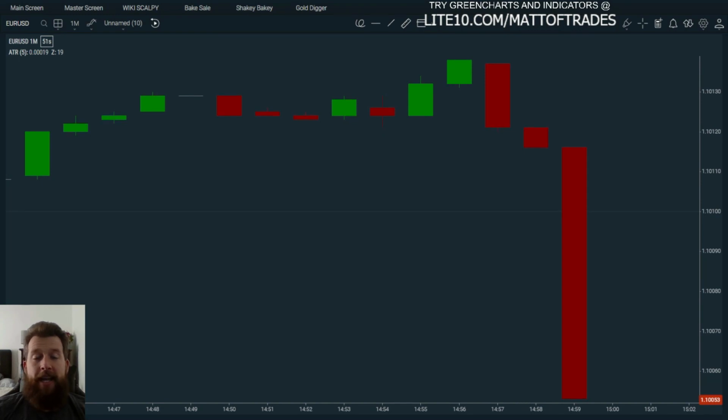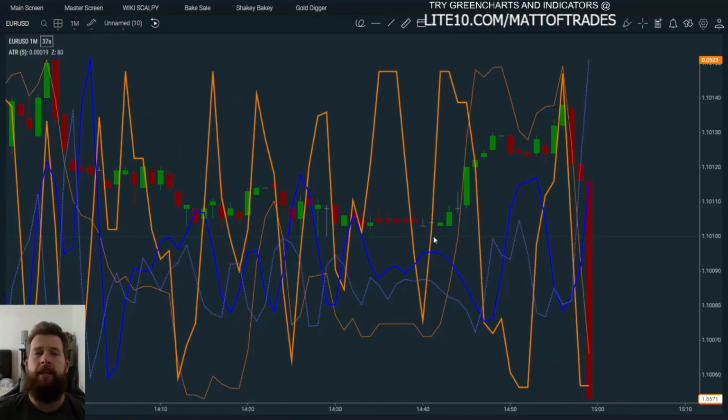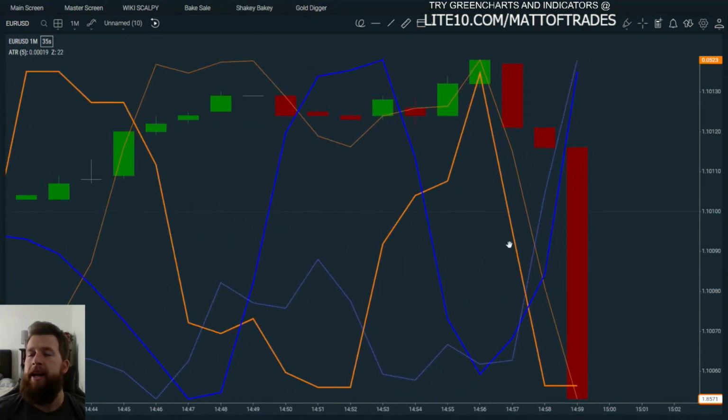All right, so today we are going to be talking about the TNT indicator. Now, the TNT indicator has four lines. At first glance, it just looks like a mess of orange and blue lines. Just so you know, this is the Euro US dollar 1 minute chart. The market's actually closed, so it's not moving.